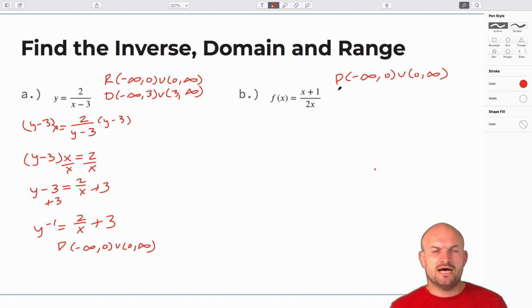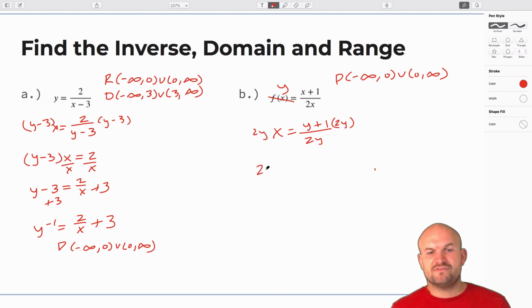Okay, so let's go ahead and figure out the range. We'll swap this with y. And then we have x equals y plus 1 over 2y. All right, multiply the 2y on both sides. So we have 2yx equals y plus 1.